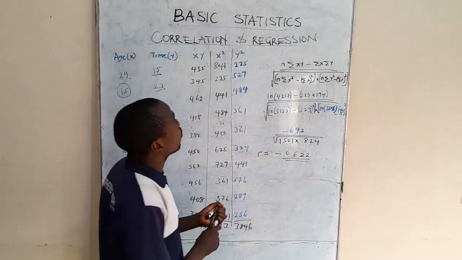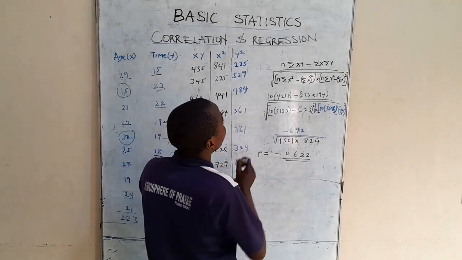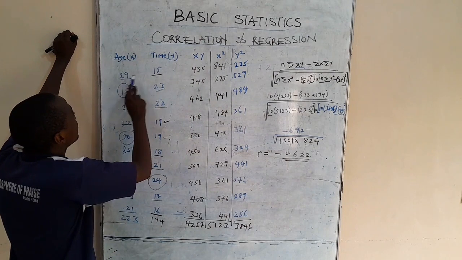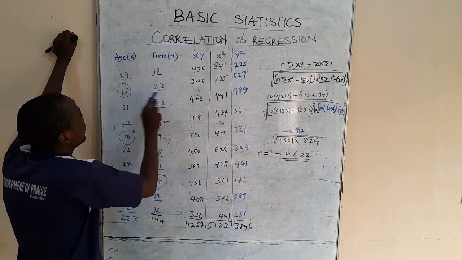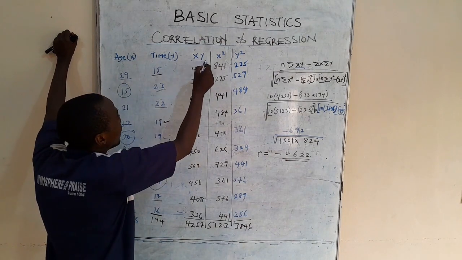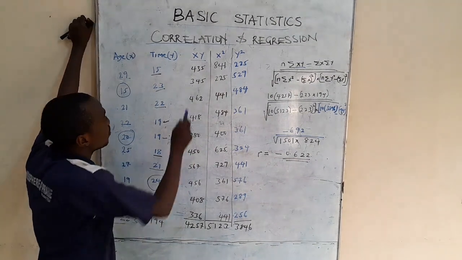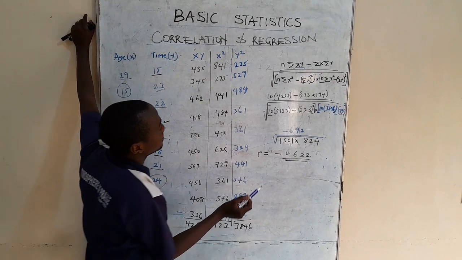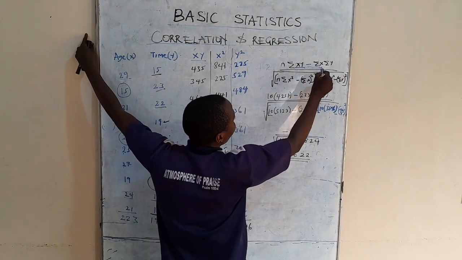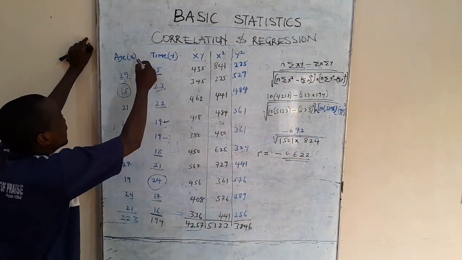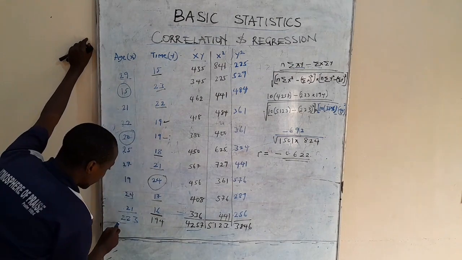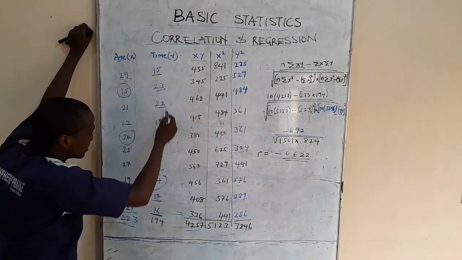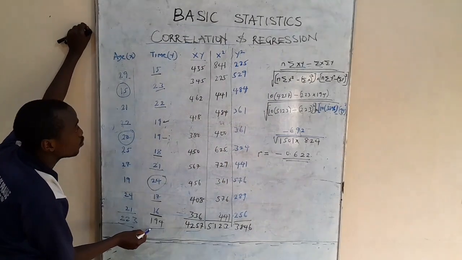Now that means we need what? We need to first get our xy. The xy means this multiplied by this, multiplied by this, multiplied by this. So I have my xy, and the summation of everything here will give me this. The next thing from that formula is, what is my summation x? The summation x is the addition of everything that we have here, which is this. Now what is summation y? The summation y is everything that we have here, which is 194.